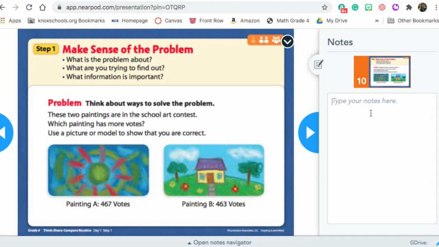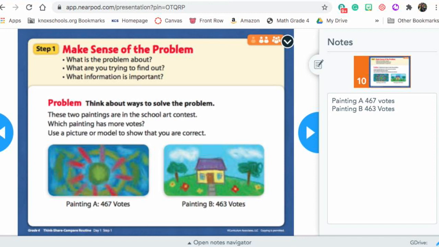All right, so painting A, 467 votes. Painting B, 463 votes. Okay, I think those are going to be really important, but what do I do with those numbers?